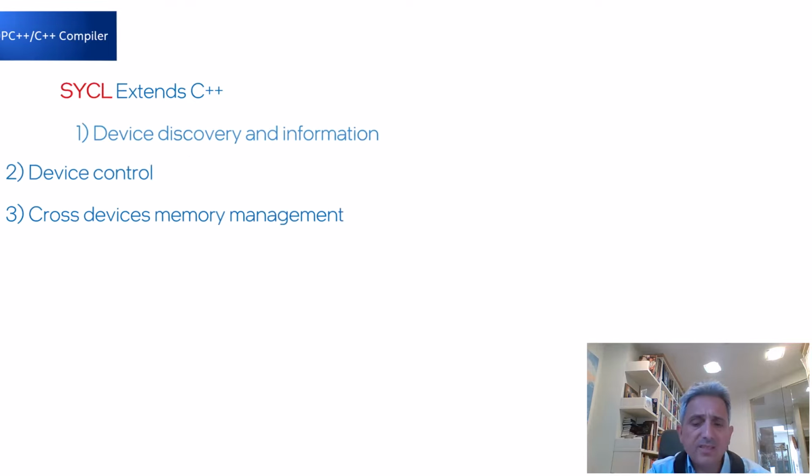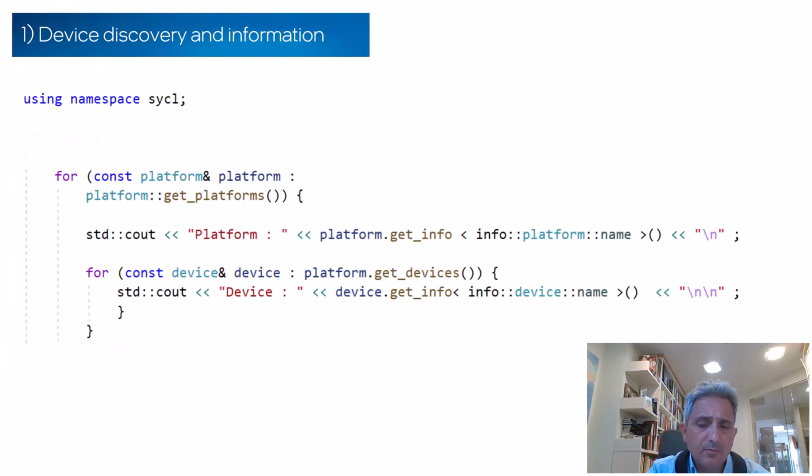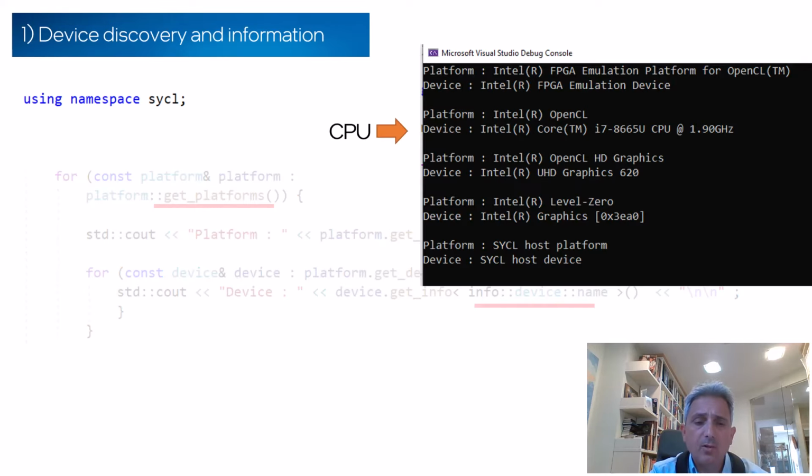So this is a simple piece of code you can add to your C++ program. You can see here the notion of platforms, which platforms are connected to my system, and which devices are available. For example, if I run this code on my laptop, I see that I have a CPU and I also have a GPU and other devices, and they've been discovered.